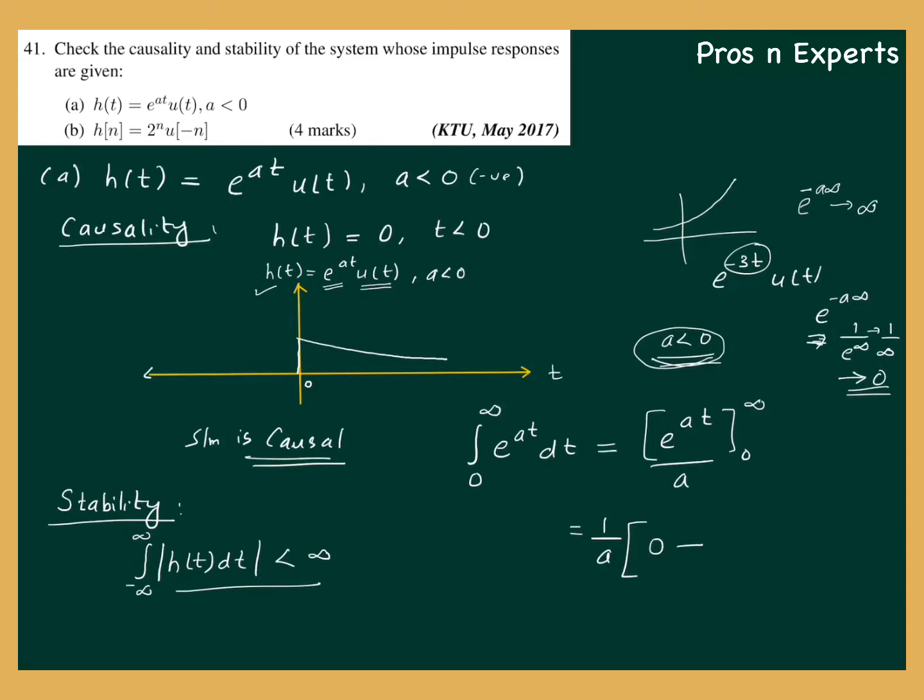Now what is the lower limit? It is 0. So e raised to a0 is 1. So the answer is going to be 1 by a. We are not interested in what the answer is, but in whether it is a finite value or not. So this is a finite value. So we can say that the integral from minus infinity to infinity of h of t dt is a finite value. Therefore the system is stable. Okay, that's the answer to question 1.